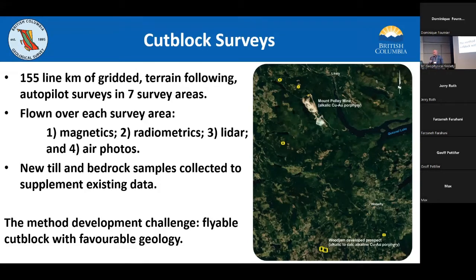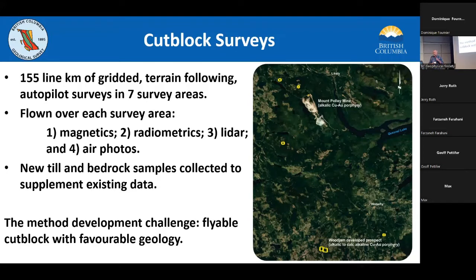So as I mentioned, over each of these survey areas, we flew magnetics, radiometrics, LiDAR, and air photos. We won't talk about those today. It's really just focused on radiometrics. But Easton and myself would be happy to talk to you about any of these other data sets that we collected at lunch or tomorrow.